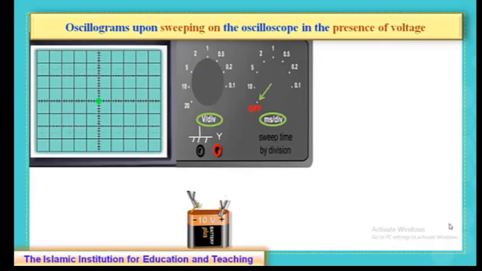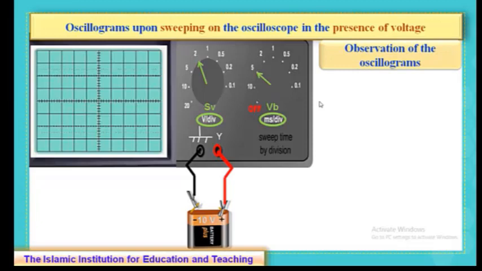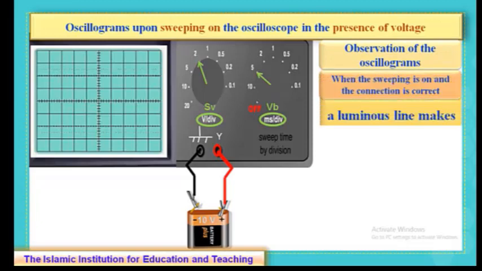Now, in the presence of the voltage and when we sweep on the oscilloscope, the luminous spot moves rapidly on the x-axis until it appears as a horizontal luminous line. Now, when we connect the battery across the oscilloscope with the phase terminal across the positive pole and the ground terminal across the negative pole, the luminous line is drifted upwards and it starts to move upwards more and more as the SV decreases and it becomes unseen at 2 volts per division. So, when we sweep on the oscilloscope and the connection is correct, a luminous line makes an upward displacement.